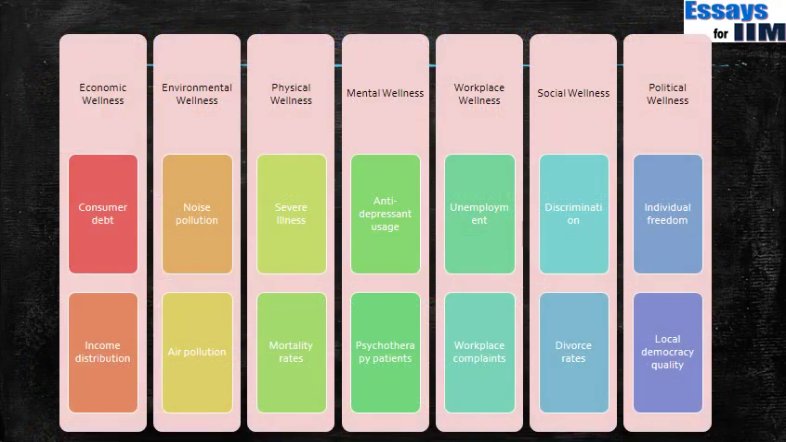Okay, this is just a chart that you can see for economic wellness. Consumer debt and income distribution is important. Environmental wellness: noise pollution, air pollution. Physical wellness: whether somebody has a severe illness, or mortality rates. Mental wellness would be indicated by antidepressant usage and psychotherapy patients. Workplace wellness: unemployment and workplace complaints. Social wellness: discrimination and divorce rates. Political wellness: individual freedom, local democracy, quality. So this is just to show you that there's a lot apart from money which is important.